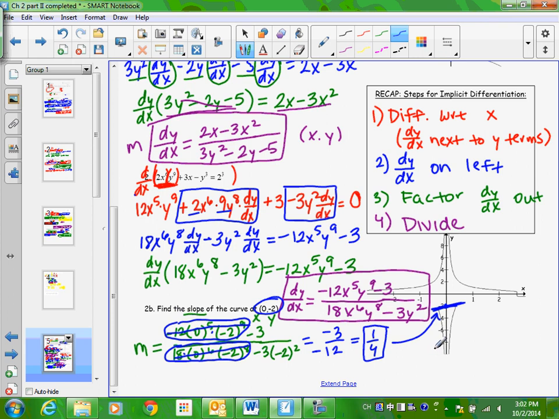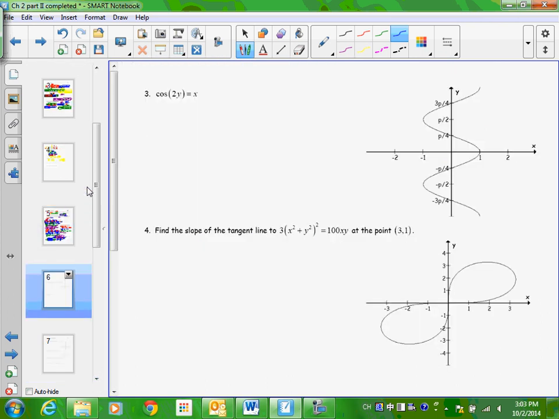Okay, I know this is weird, but any questions? Okay, let's look at the next page. Okay, number 3. So you guys tell me, what's our first step? I mean, look on the first page if you want.